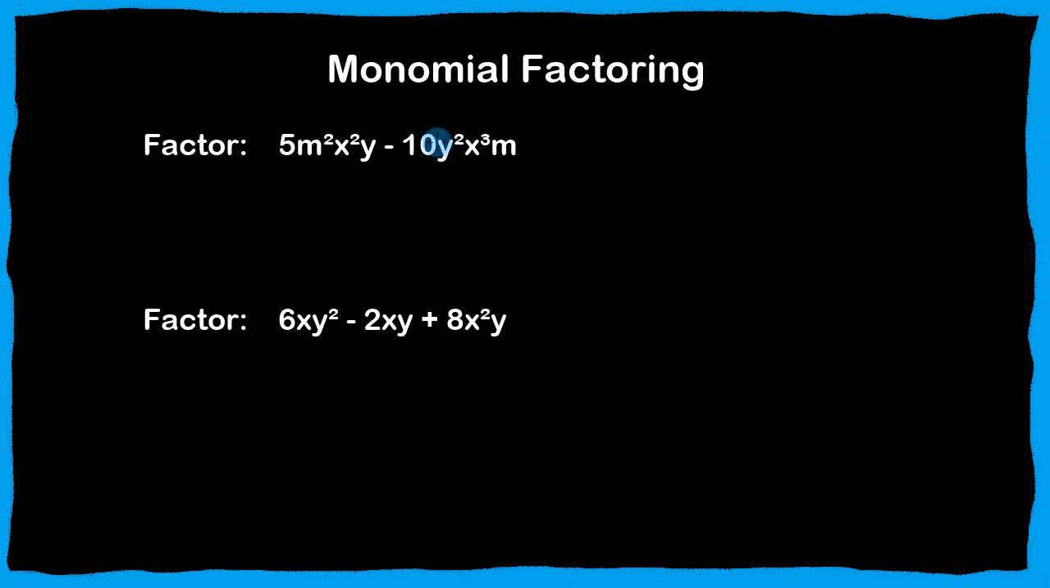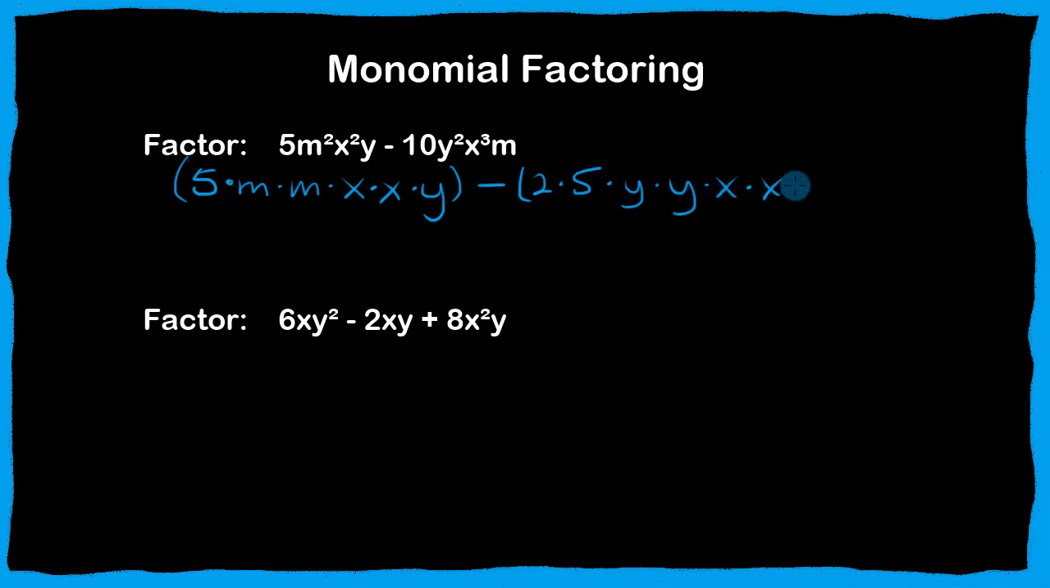We can see that both of these numbers have a 5 in them. It might be easier, if you're struggling, to write these out in prime factors. So 5 is a prime number, times m, times m, times x, times y. And you can put parentheses around here if you want to, just to make it clear, minus 2 times 5, those are the prime factors of 10, times y, times 3 x's, because I have x cubed, and then times m.